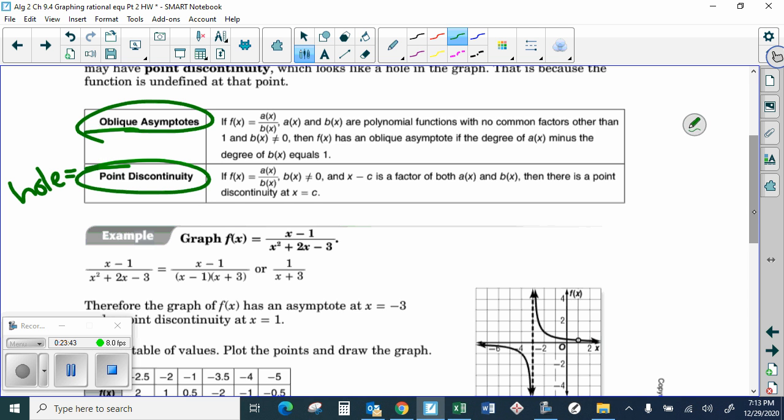Okay, here's my hole right there. That means at 1 there must have been a factor of x minus 1 in both the numerator and denominator in our equation that canceled out. This also told me, I'm going backwards, I haven't even looked at the equation yet. Since that's x minus 3, it has to be an x plus 3 in the denominator to have an x minus 3 vertical asymptote. So I know so far I have that.